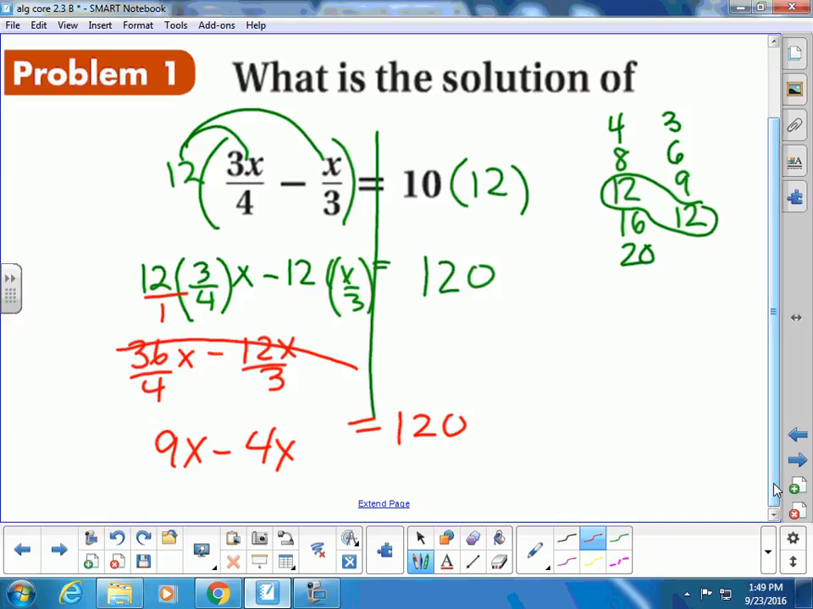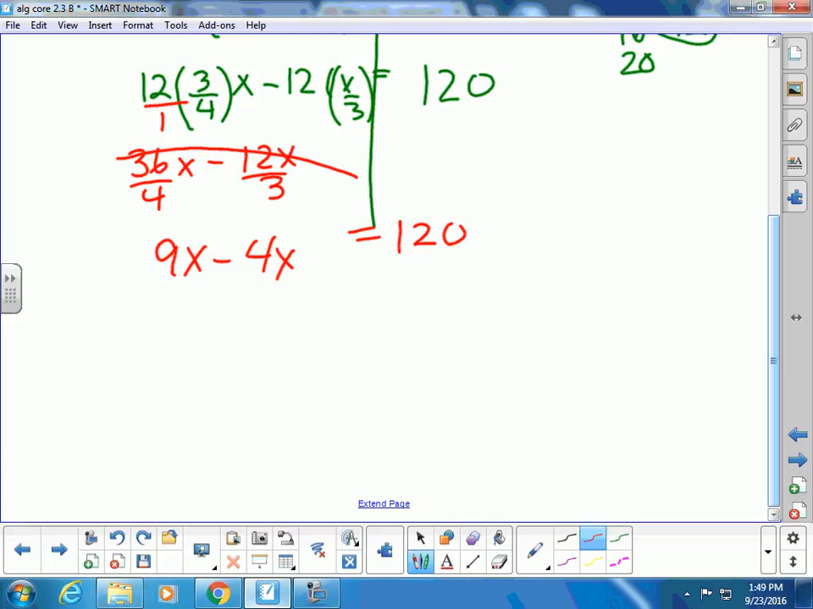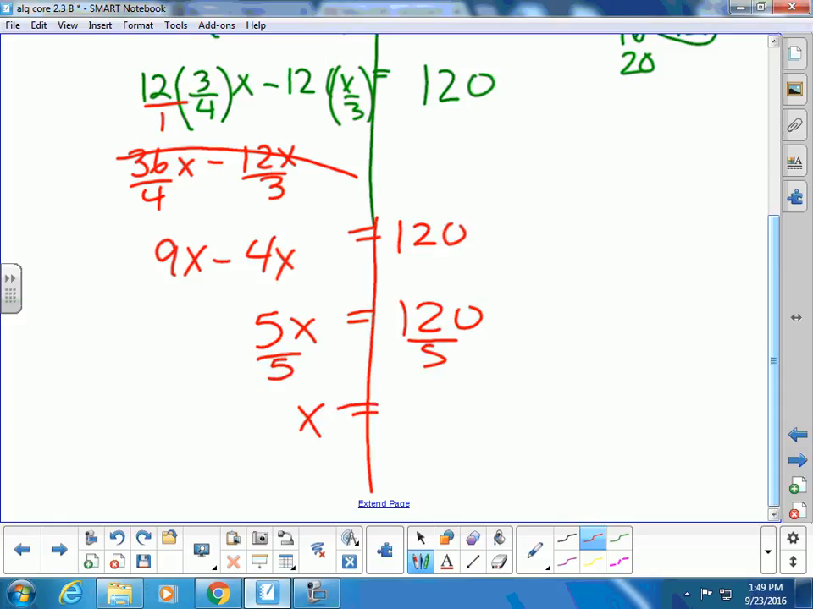I put it on, I took it off, but we're back to where we were. If I multiply by 12, I no longer have fractions. Yay. So I have 9x minus 4x. So I had 9 of them. You took 4 away. I still have 5x equals 120. And here I need to get rid of the 5, divide by 5, and you get x equals, 5 goes in 120, 24 times. X equals 24.